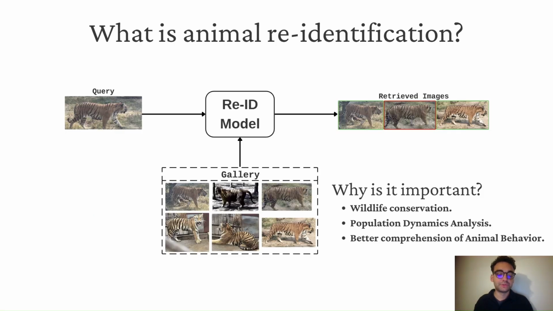We want to train a model that basically retrieves images of the same identity. Given a query that has a certain identity, we want to find images of this individual in the gallery. This is important for wildlife conservation, population dynamics analysis, and better comprehension of animal behavior.